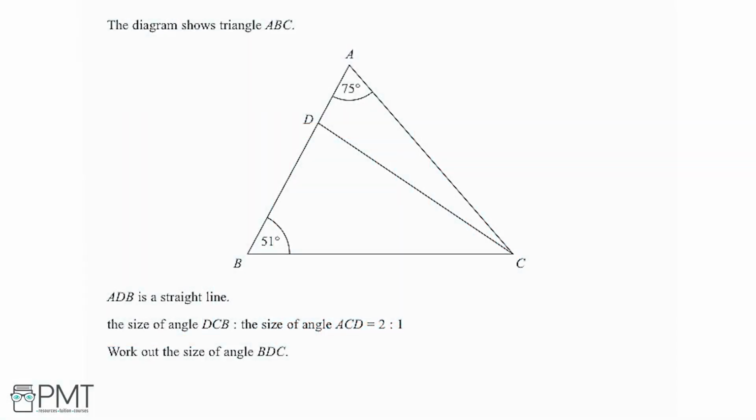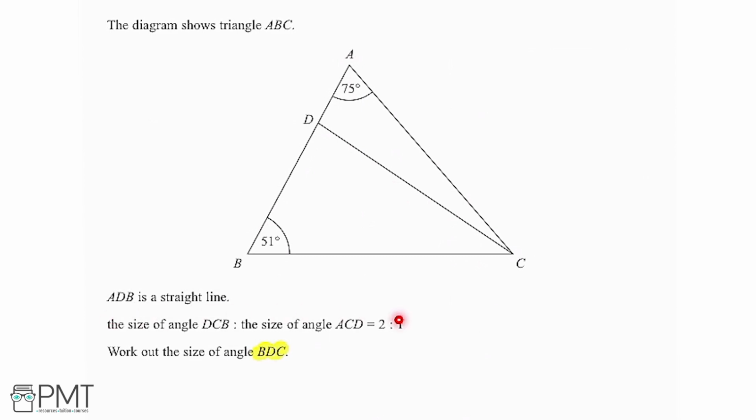So the diagram shows triangle ABC, and ADB is a straight line. The ratio between the angle DCB, so that's this angle here, and the angle ACD, which is this bit of the angle here, is a ratio of 2 to 1. And we need to work out the size of the angle BDC.